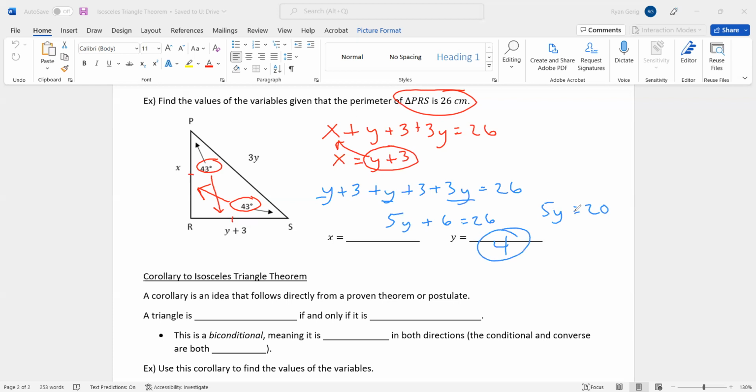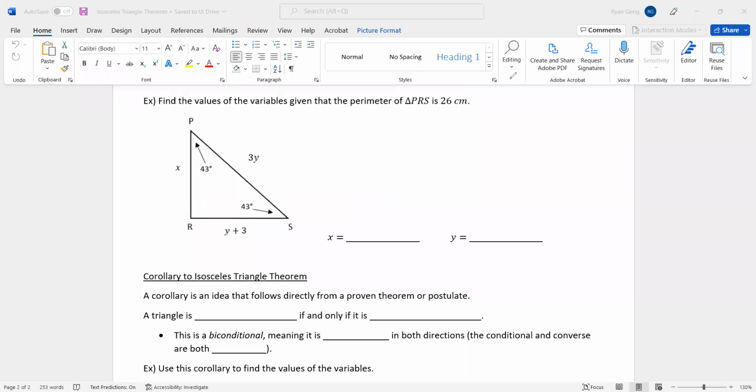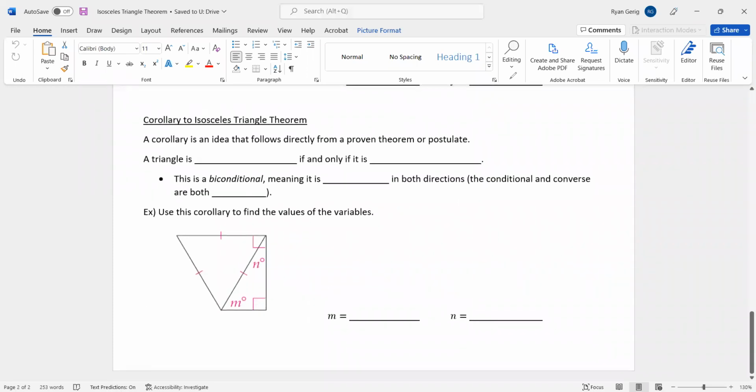Okay. Now, how do you get x? Well, we'll go right up here. 4 plus 3 gives me x. X is 7. All right. So that's another use of your isosceles triangle theorem and its converse. A corollary is an idea that follows directly from a proven theorem or postulate. So there's a corollary that follows from the isosceles triangle theorem.